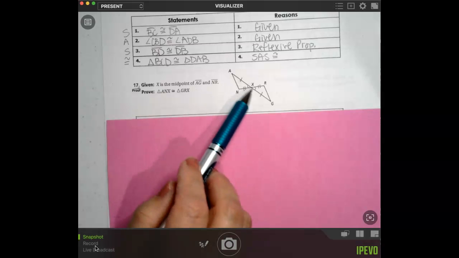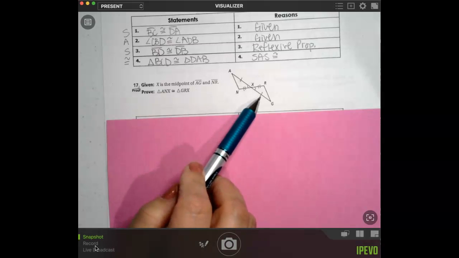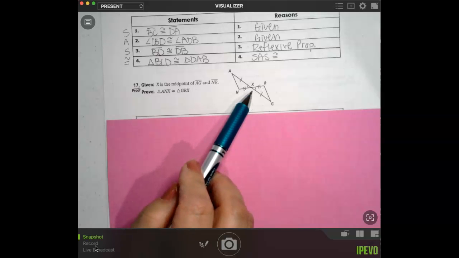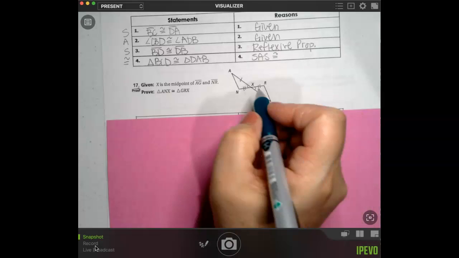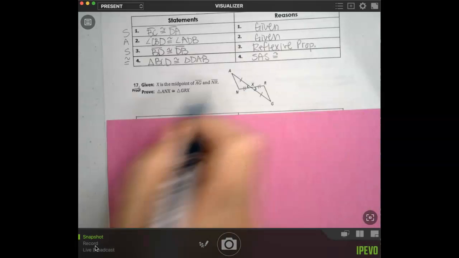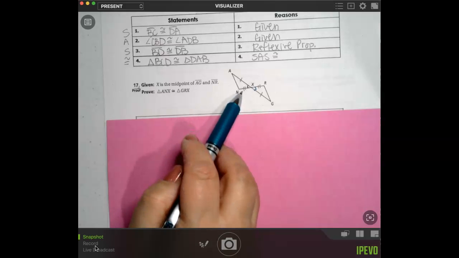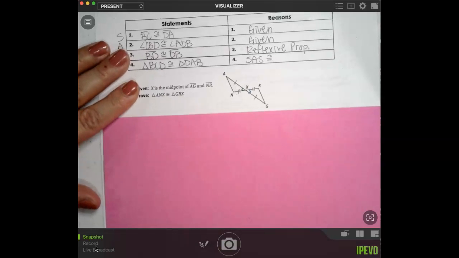This one we talked about midpoint, splits a segment into two equal parts. That's why we marked AX and GX. And that's also why we marked NX and RX, okay? Because of the midpoint. And then we can always mark vertical angles, so we marked our vertical angles. It's another side angle side, okay? So down the side of your paper, you should have side angle side.